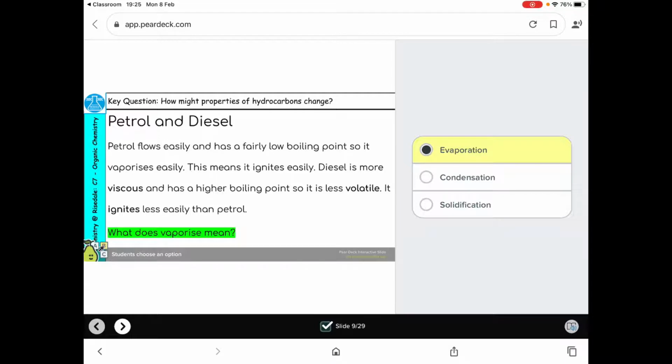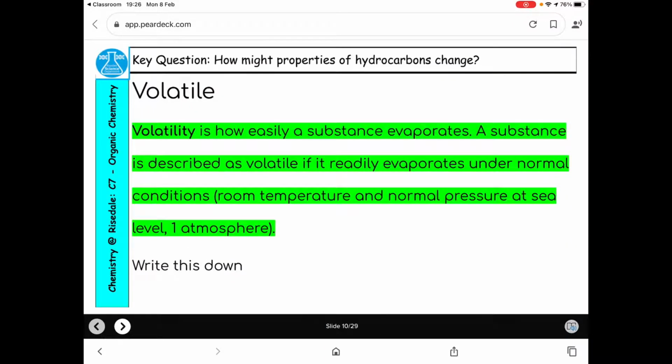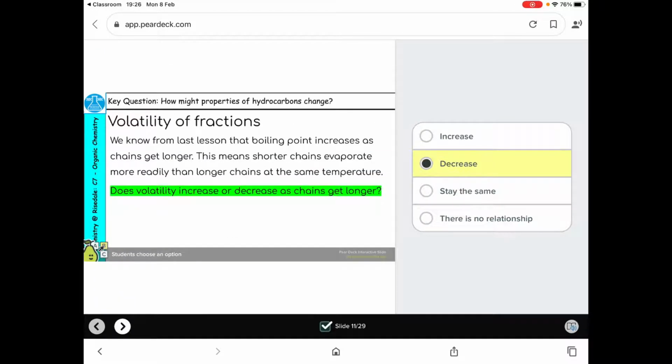Petrol flows easily. It has a low boiling point, so it vaporizes easily. Okay, what does vaporize mean? So it's where it evaporates. It becomes a gas. So volatility is how easily a substance evaporates. So you're asked to write this down. I really like it actually when you send me a copy of your notes to show me how hard you've been working. I do like that.